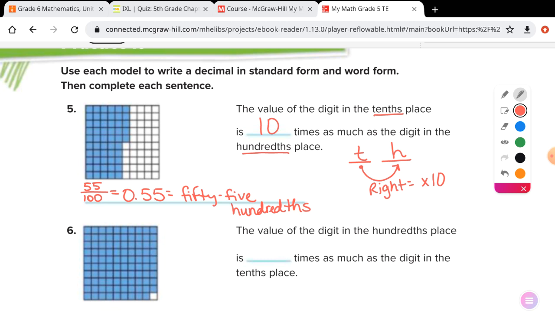Okay, let's look at the next one. Who can give me the fraction? Brendan, can you give me the fraction for number 6? 99 hundredths. I'm going to write it out here. You guys can write it on the line. 99 hundredths. Decimal. Caleb? 0.99. And words, Audrey? 99 hundredths.